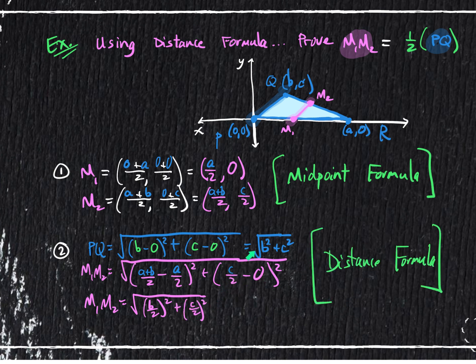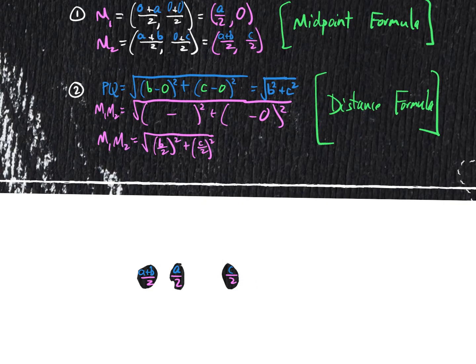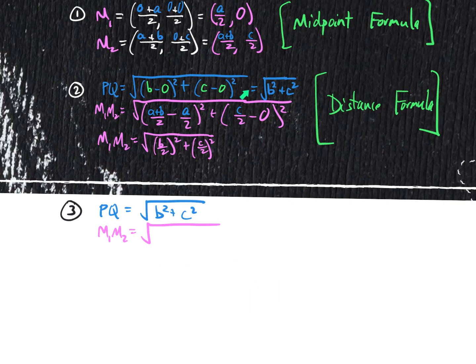All right, we're able to find the distance from P to Q and the distance from M1 to M2. That is the length of this segment and that segment using the distance formula. Now we just need to show that the pink segment's distance is exactly half of the blue segment's distance. So for that, we're going to do some algebra. So the blue segment, as we figured out, had a distance of the square root of the sum of b squared and c squared. And the mid segment had a length of the square root of the sum.